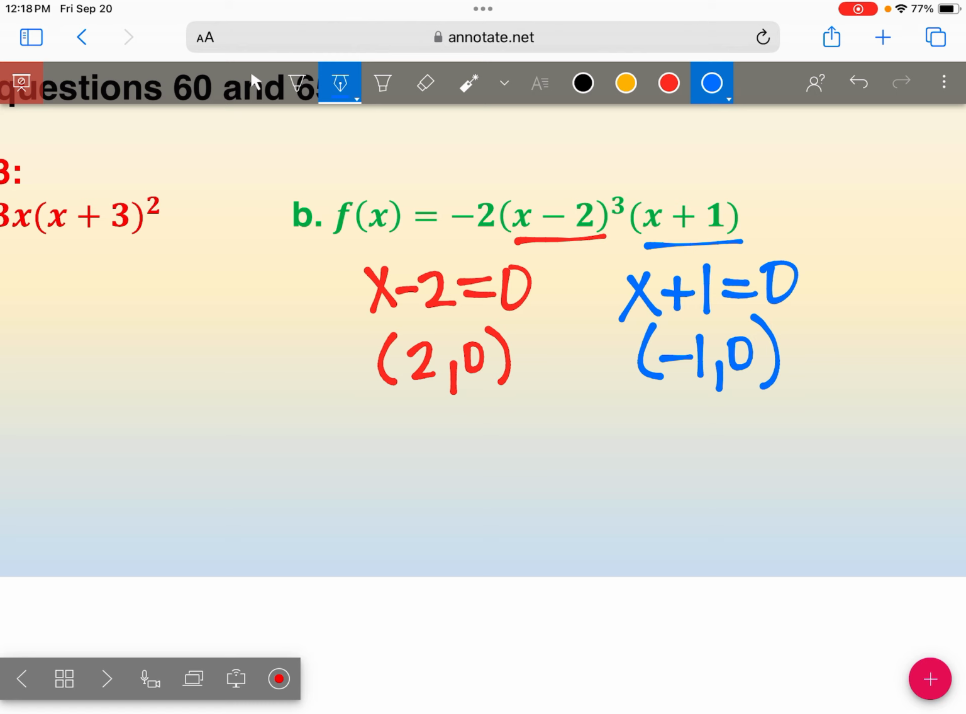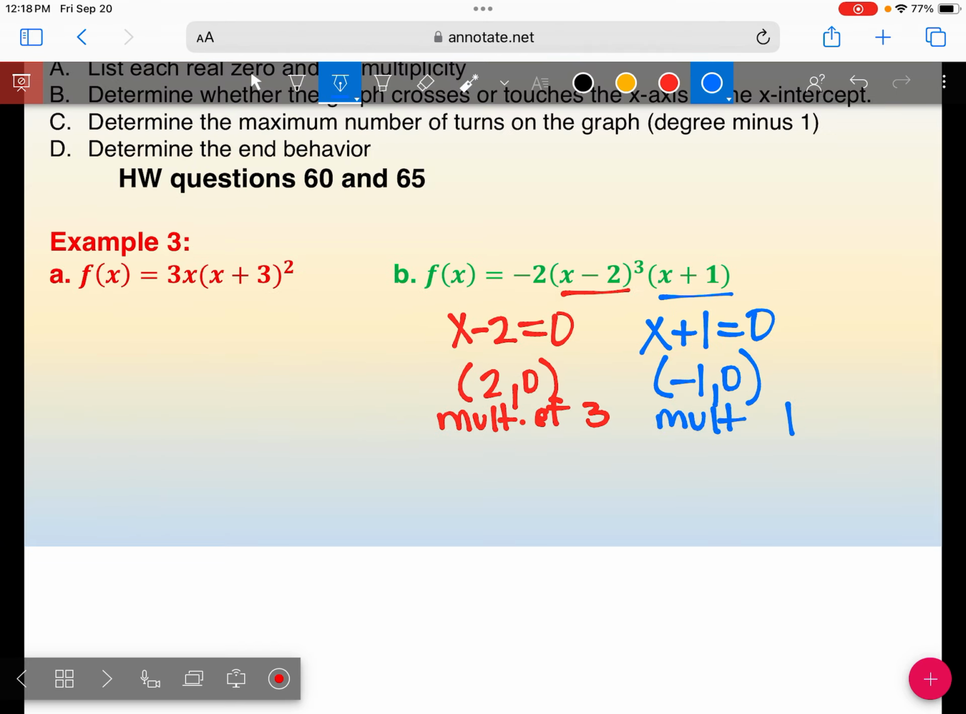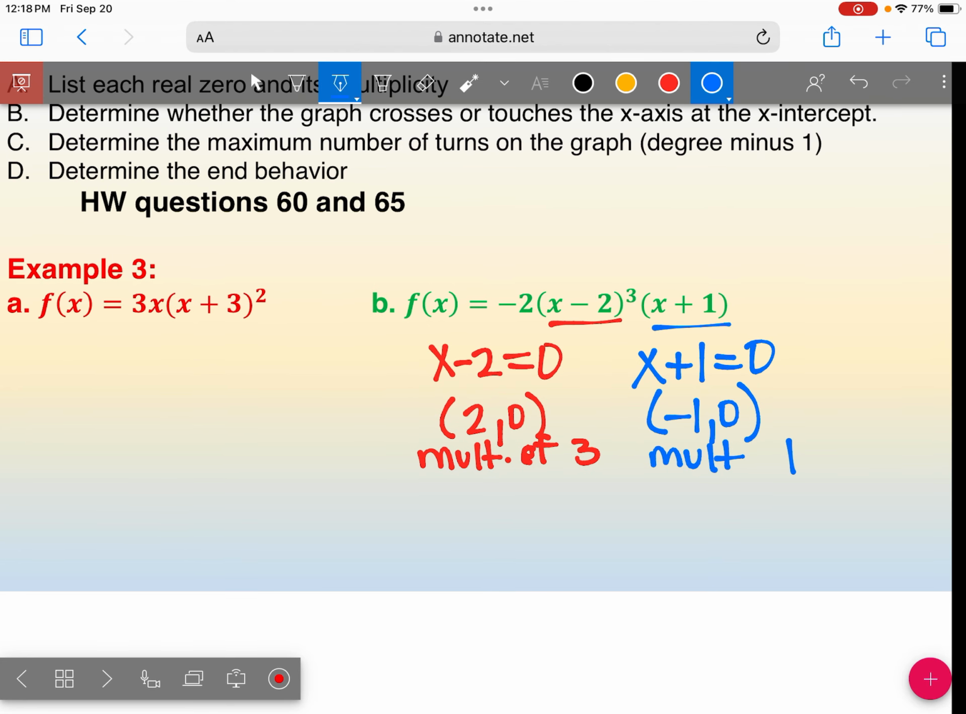Both of these have odd multiplicities, which means that it's going to go through for both of these. So we have a multiplicity of 3, and we have a multiplicity of 1. All right, so part B, both of these are going to cross through because they're both odd. So it's going to cross through at both of these points.